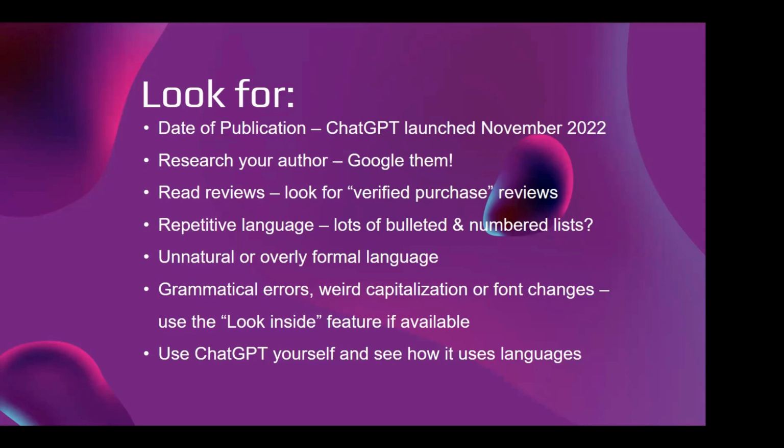And lastly, play with ChatGPT yourself. There is no better way to see how ChatGPT puts words together than to experiment with it yourself. Ask it to write you a short story or a poem or an essay, and double check those references. Because as real as they may look, ChatGPT creates references that don't exist. So be very careful with those.